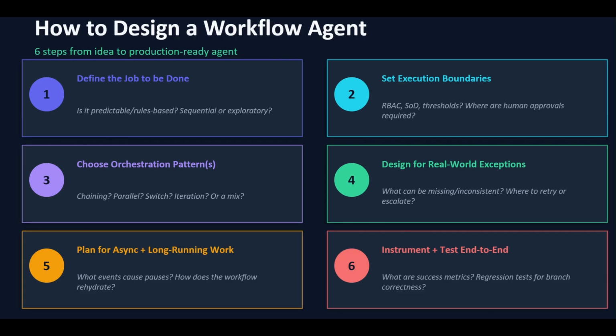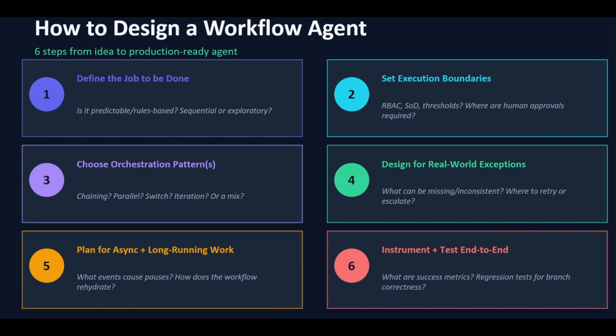And here is the honest truth, right? Data will be messy sometimes, or maybe data is missing, APIs may time out, and documents will be incomplete. The question isn't if exceptions happen, it's what does your workflow do when they happen, right? Is it going to retry? Is it going to error out, or is it going to escalate to a human, right? So we need to design these paths deliberately.